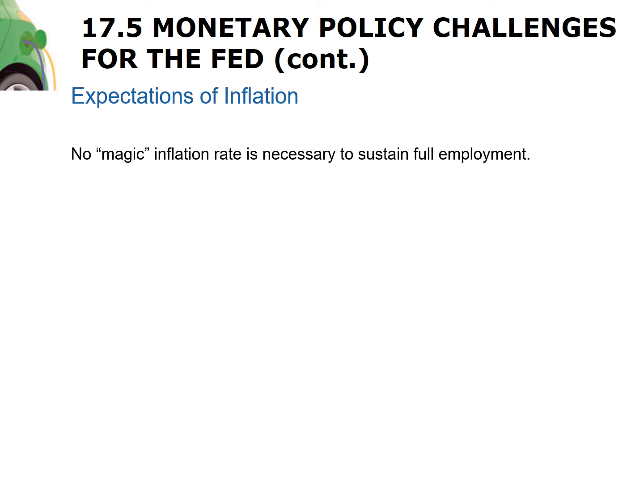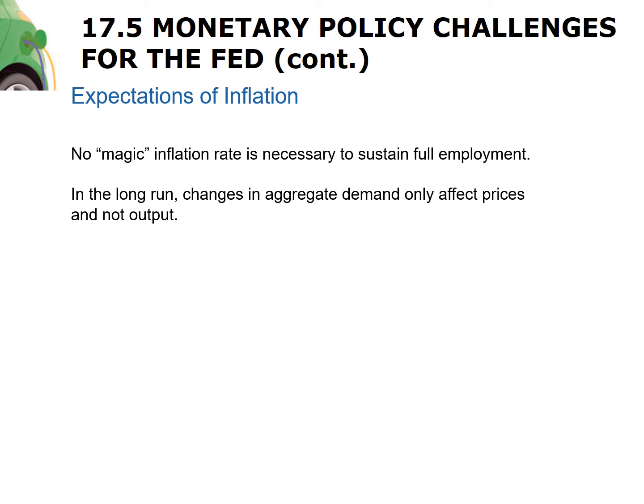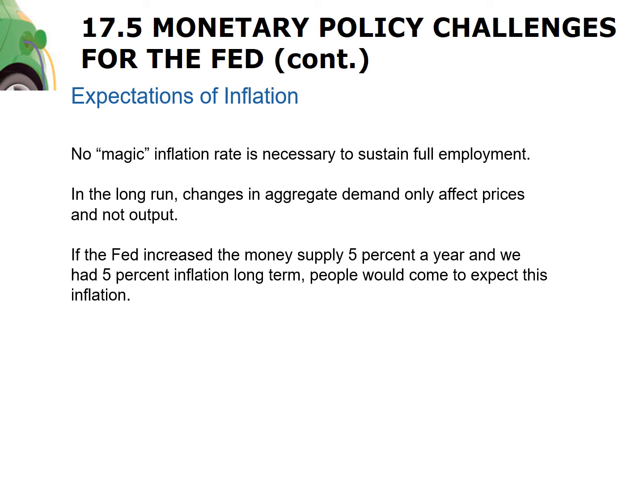So no magic inflation rate is necessary to sustain full employment, we have seen. So in the long run, changes in the aggregate demand only affect prices and not the output, because in the long run, an economy produces based on its long run production capability. Its long run aggregate supply curve is therefore a vertical curve, because that doesn't depend on money. At that point, it depends on the economy's overall capability of production.